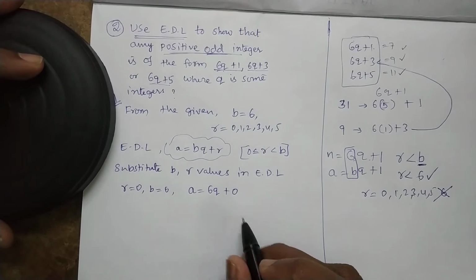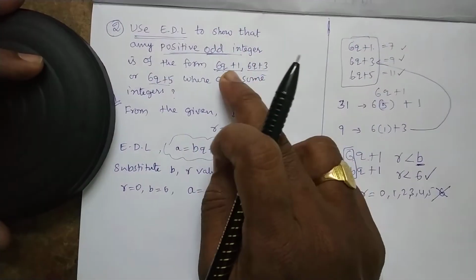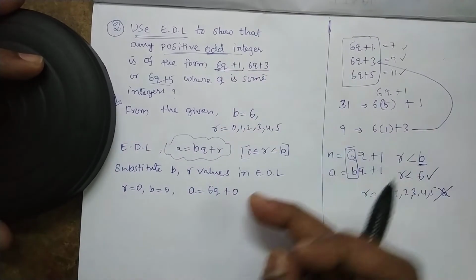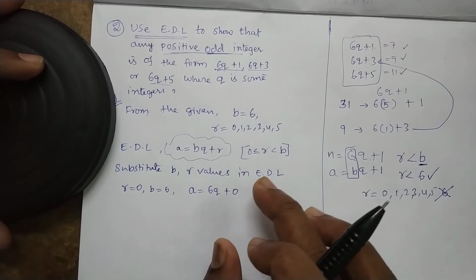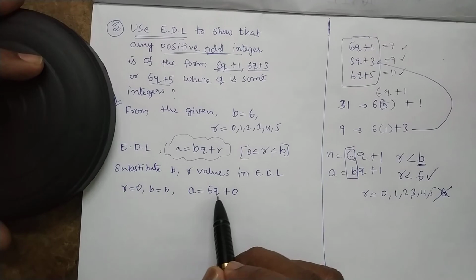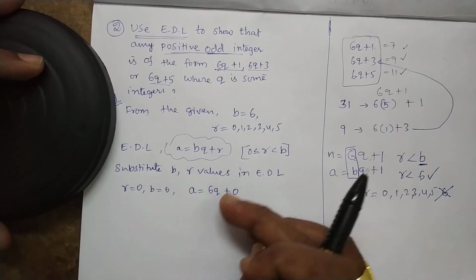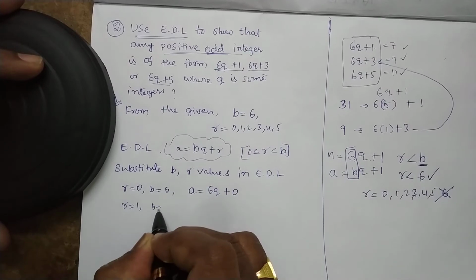Now see here, when some children show that an integer is 6m plus 1, 6m plus 3, they will directly write 6m plus 0. That is not correct, always wrong. You have to write first in the format of q terms. Later on, further simplification you can decide. Now r is equal to 1, b is equal to 6.